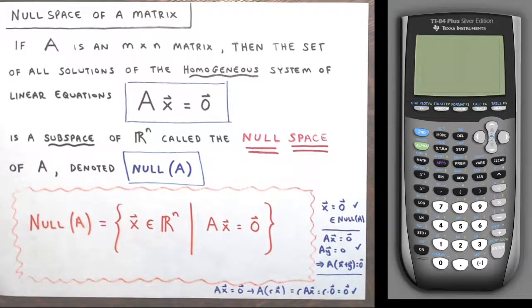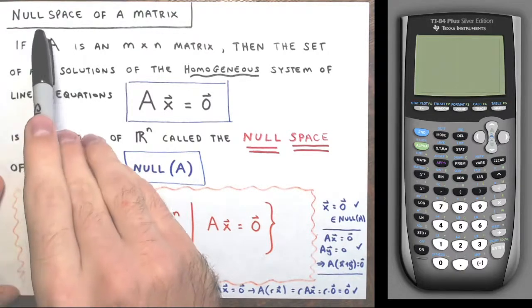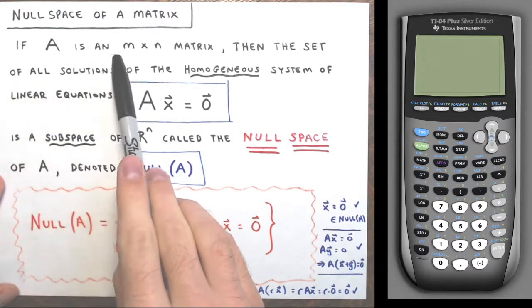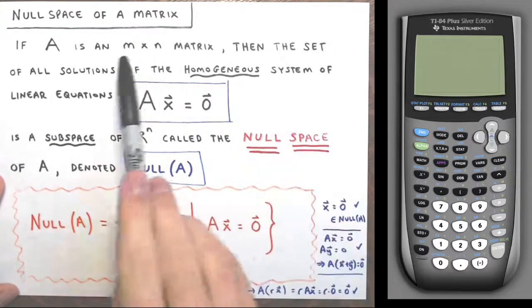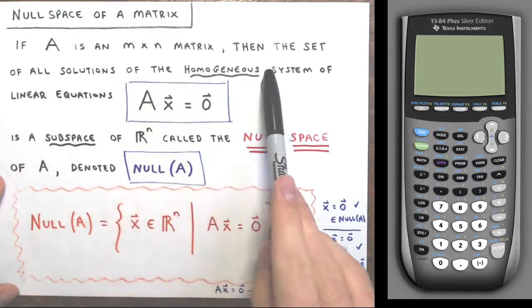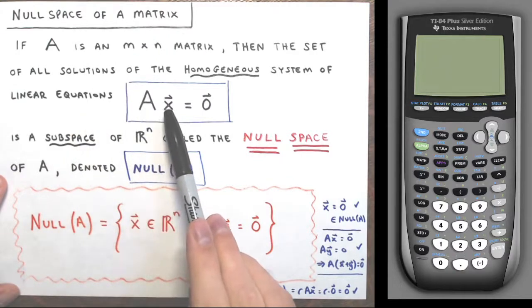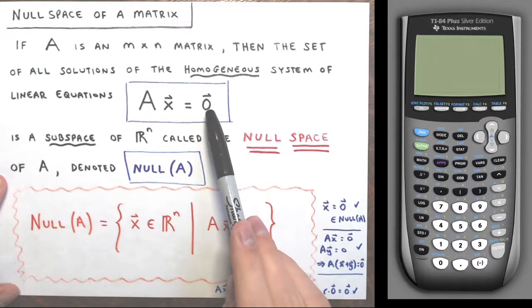Okay, so let's begin. This first page, if you saw my last video where I introduced it, may look familiar. I'm using the exact same one. The null space of a matrix. If A is an m by n matrix, so m rows, n columns, then consider the homogeneous system of linear equations: the matrix A times some column vector x equals the zero vector, just a bunch of zeros.